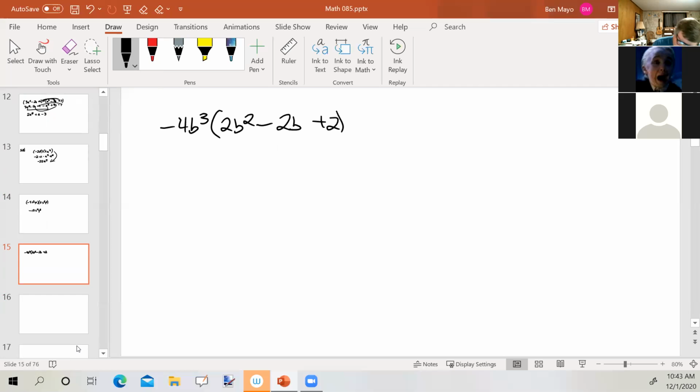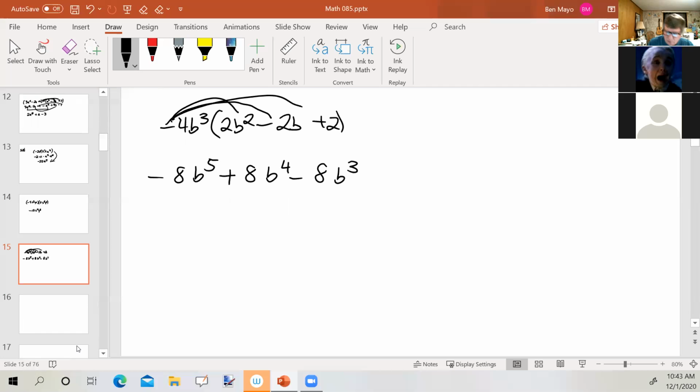We're going to distribute, so we're going to get negative 8b to the 5th power plus 8b to the 4th power minus 8b cubed. All righty, and again, if you have any questions, please stop me. Otherwise, I'll just keep going here.